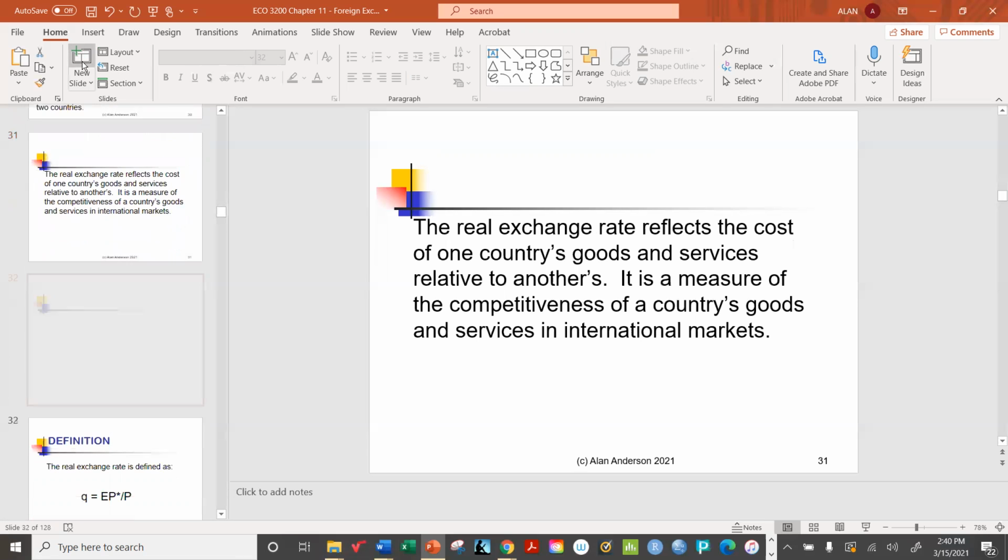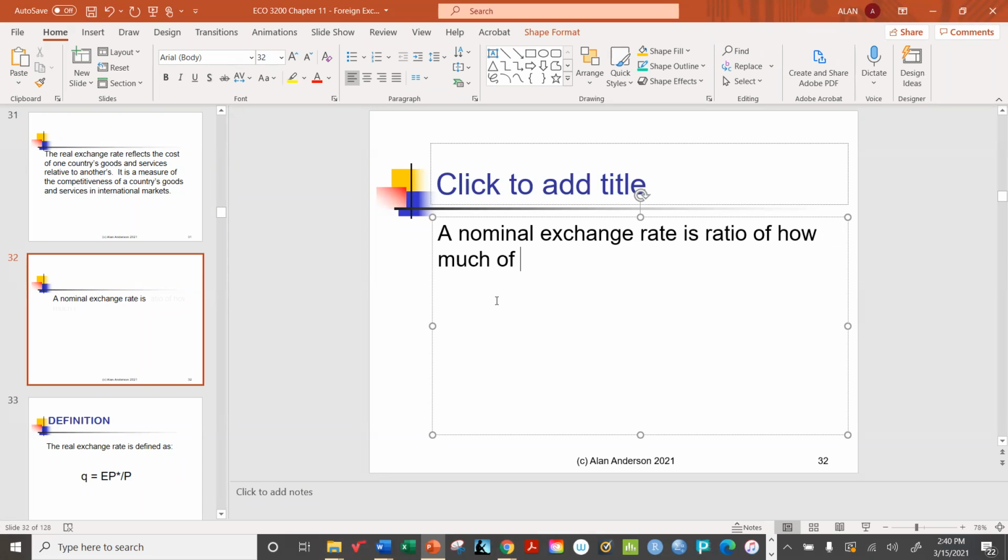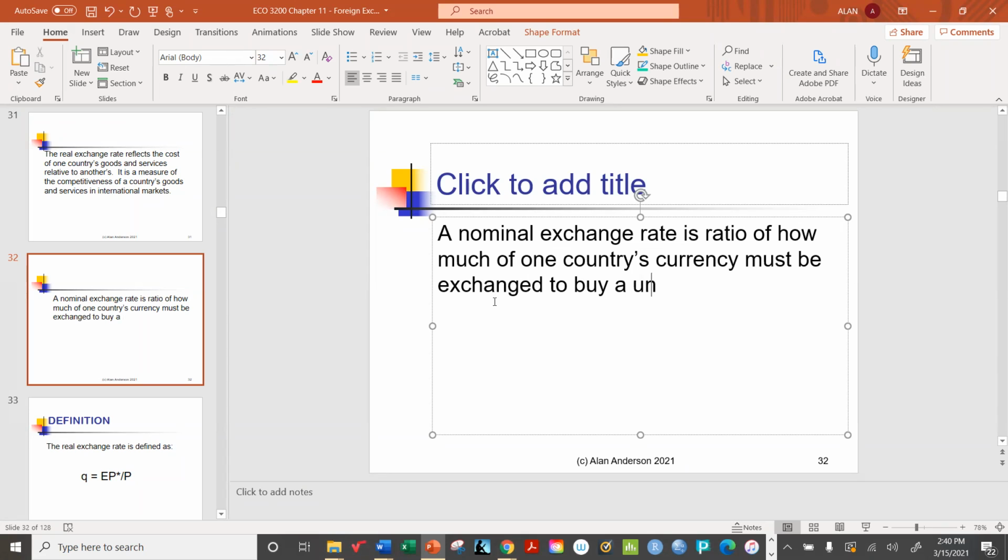So let me just introduce that very quickly, this idea. A nominal exchange rate is the price of the, well, we've already said that, we can think of this as the ratio of how much of one country's currency must be exchanged to buy a unit of the other country's currency. Okay, that's a nominal exchange rate. This is something we're very familiar with. How much of one country's currency must we exchange to buy a unit of the other currency?